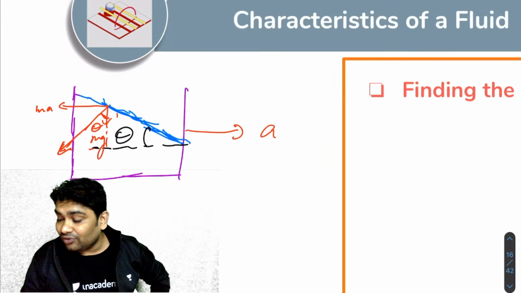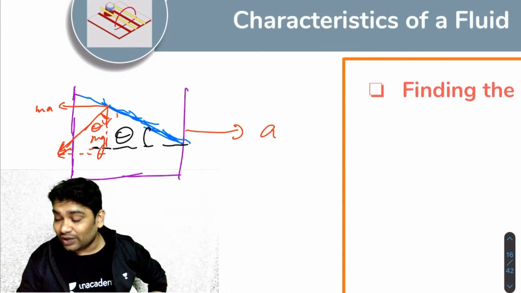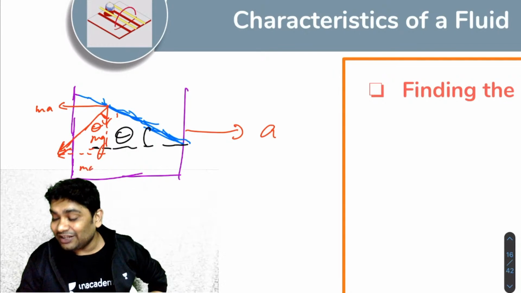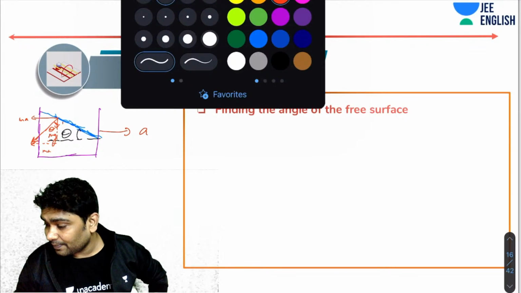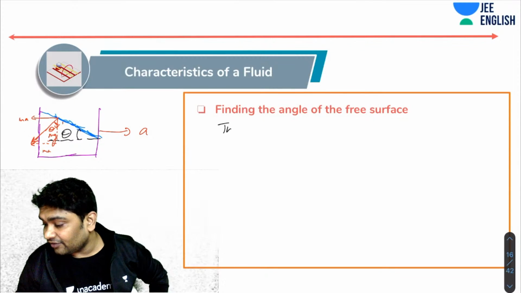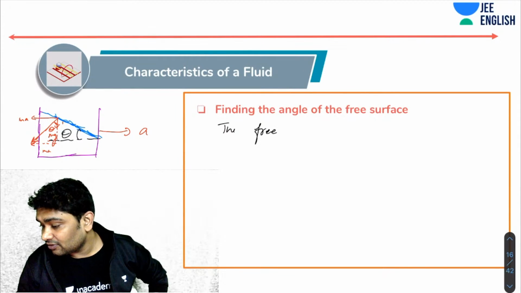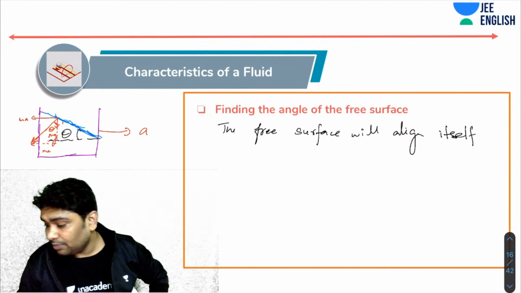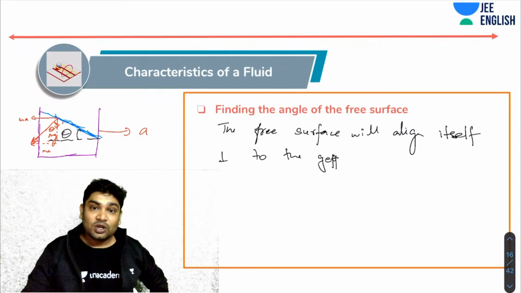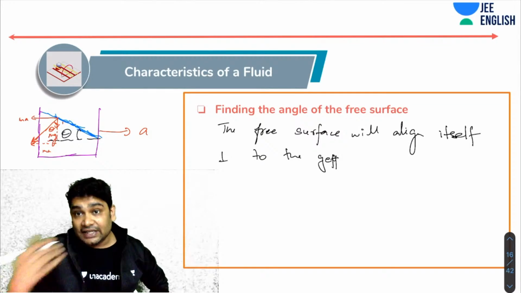Now you know the force, the direction of this also. Okay, so this would have been MA and this would have been MG. So I can say that the free surface will align itself perpendicular to the G effective. That is what we are going to call that net force. Okay, we are going to represent it with the G effective.